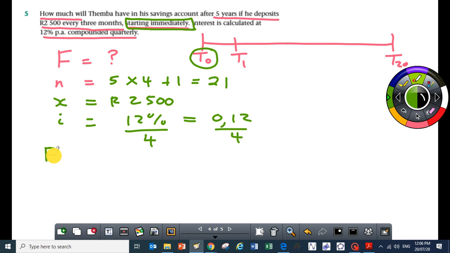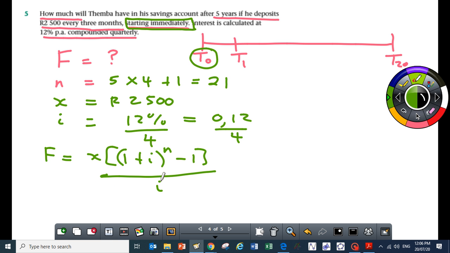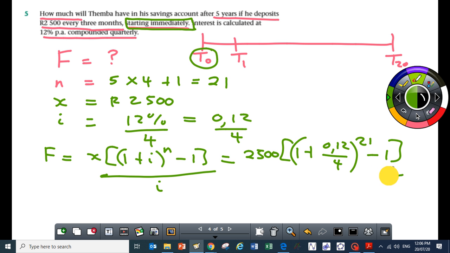So we write our formula F equal to X times 1 plus I raised to the power of n all minus 1 all over I. Okay, then we substitute. So if we substitute there, it will be 2,500 times 1 plus I, which is 0.12 over 4, all raised to the power of 21 minus 1, all over I, which is 0.12 over 4. Right? So, what's the total amount in that savings account?